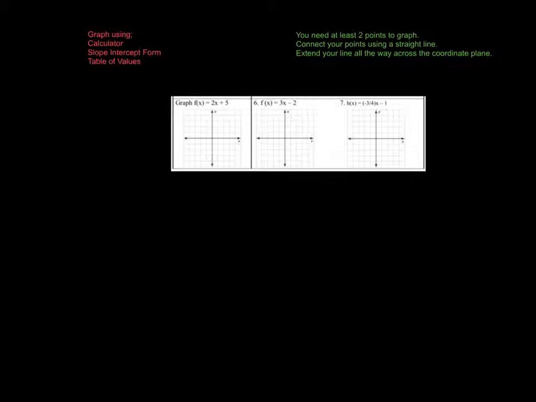So let's go ahead and look at our first example that says to graph f of x equals 2x plus 5. So the first thing that we need to review is obviously they're using that function notation because that was the focus of our notes on day 1. So f of x is the same thing as y equals. So this equation just says y equals 2x plus 5.